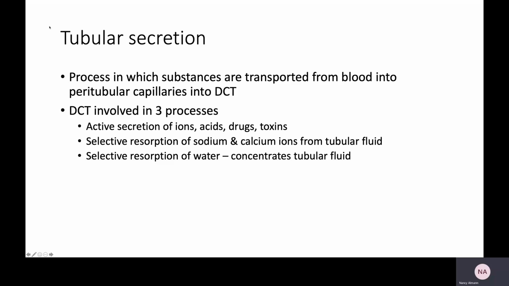So again, the substances that are not supposed to be there, or ones that we have too high a concentration of, will get moved from the blood into the distal convoluted tubule, and therefore will spill out into urine. There will be selective reabsorption of sodium and calcium from tubular fluid, and there will also be selective reabsorption of water, which helps concentrate tubular fluid.